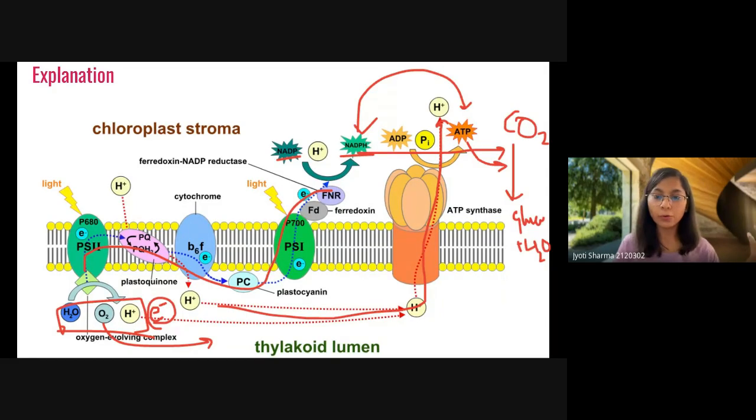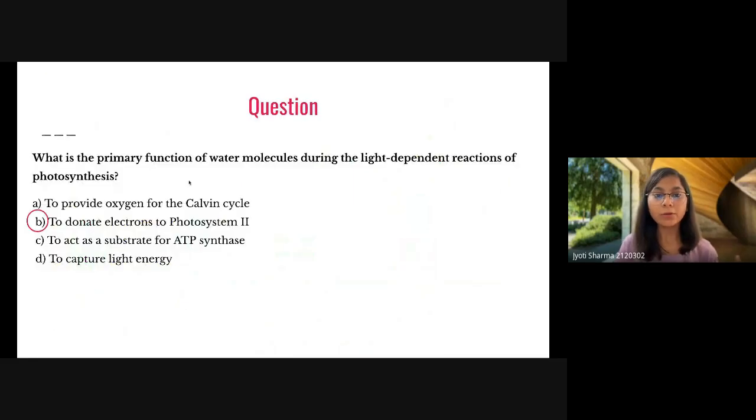So our question was, let me show you the question. What was the primary function of water molecule during the light reaction of photosynthesis? So it will donate electrons to photosystem 2, and then what will be the final thing? That NADP will be changed into NADPH, and ADP will be changed into ATP. So this is the primary use of water molecule during the light dependent reaction of photosynthesis.